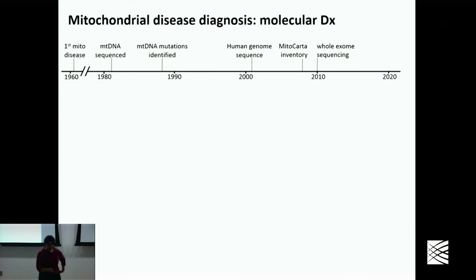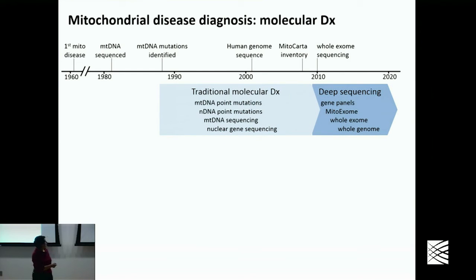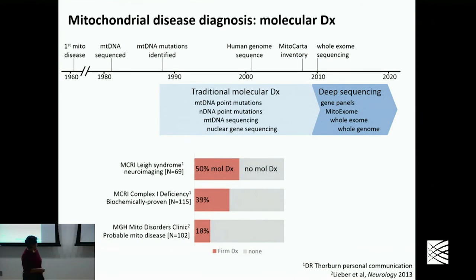So the history of genetics for these diseases started with the first mitochondrial disease being described in the 60s. Mitochondrial DNA was first sequenced in 1981. The first mutations were identified in '88. And as more genes have been identified, there's been traditional molecular diagnosis to sequence one gene or a panel of genes. So how successful have these been?